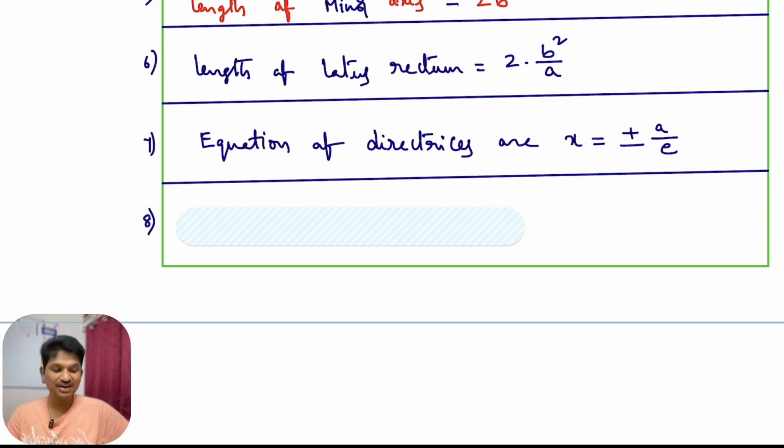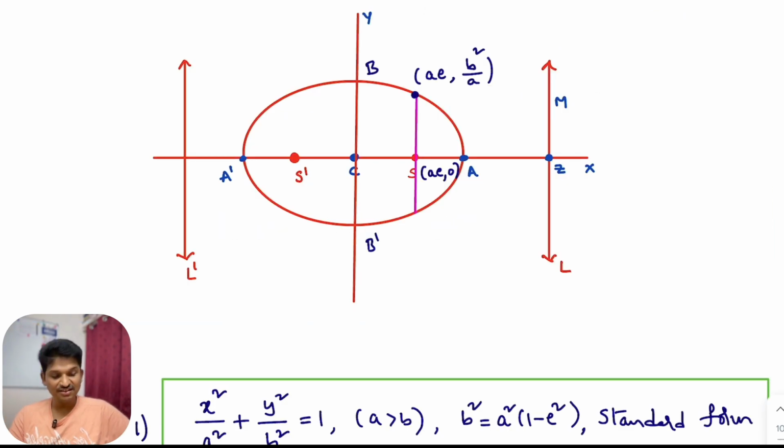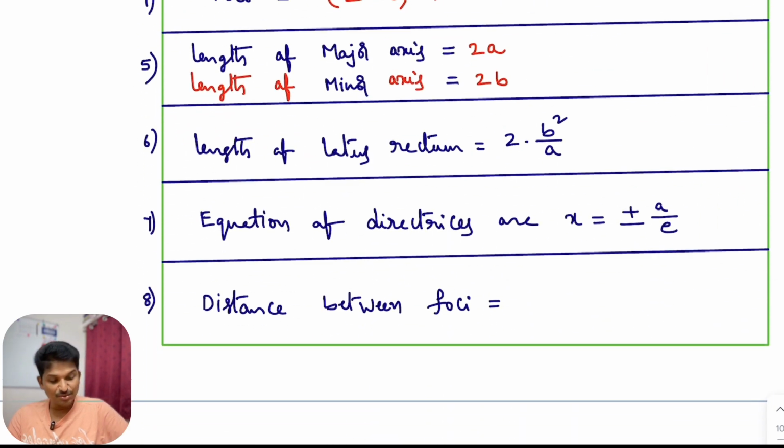I hope you are understanding. Last one, distance between foci. You observe here, this is ae. This is also ae. Distance between foci means ae plus ae. Don't write this as minus ae and this as plus ae, which would make the distance 0. The distance is visible now, right? As this length is ae, this length is also ae, so the distance between the foci is ae plus ae, which is 2ae.